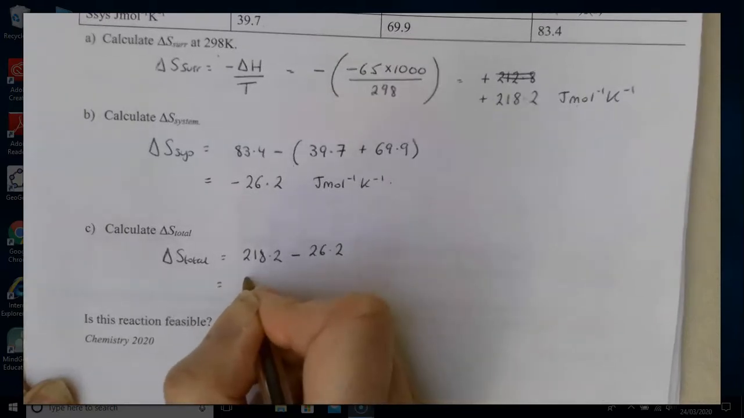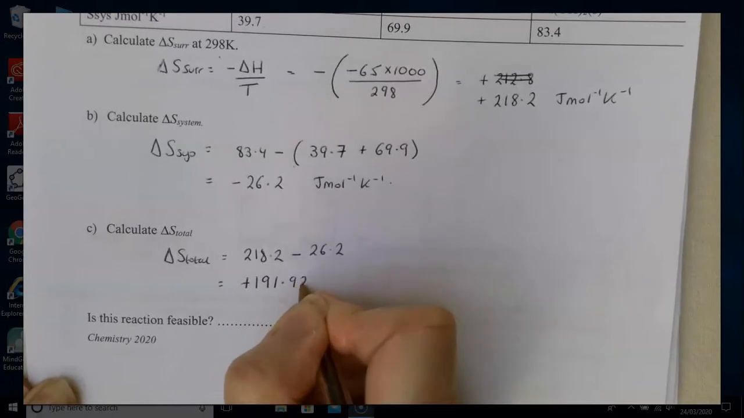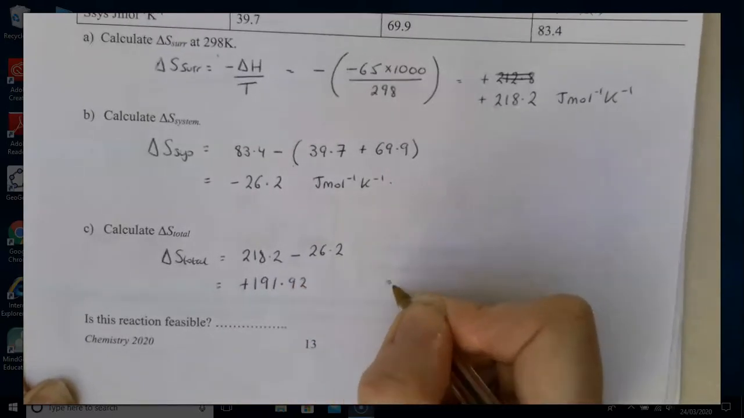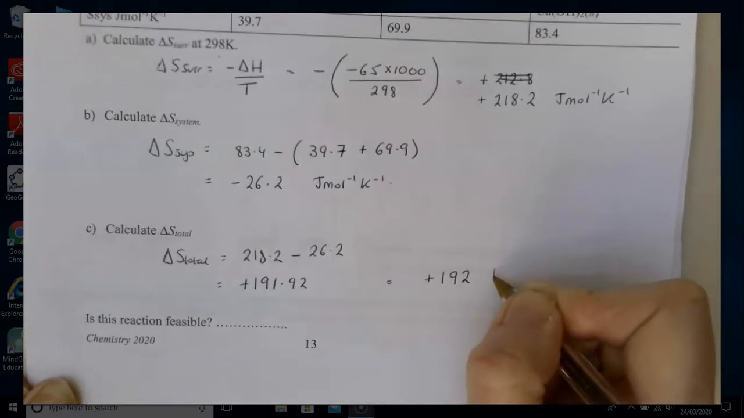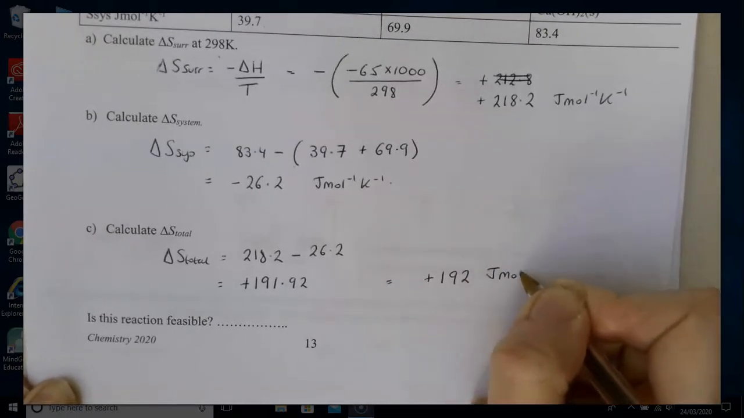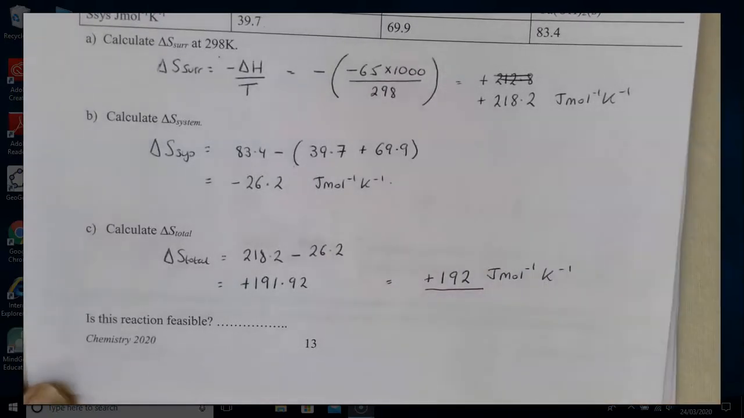So I get positive 191.92. And I'm going to write that out as plus 192 joules per mole per Kelvin. And that's my final answer.